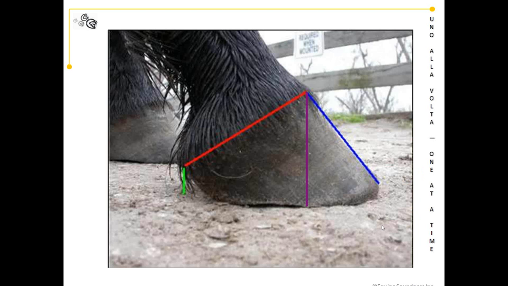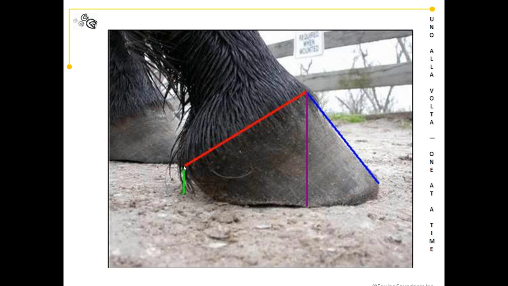So that we talk the same terminology, the red line in this picture is the hairline. And we will talk a lot about the hairline. The blue line is the toe length, the length of the toe from the top of the hairline to the ground. The purple line is toe height, from the top of the hairline to the ground vertically. That is toe height. And this is a very important measurement.